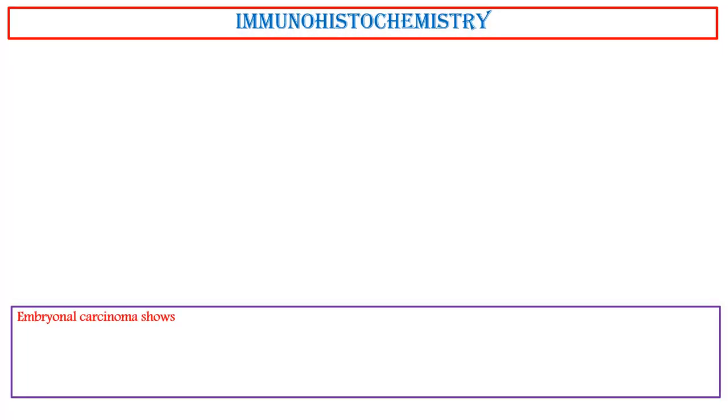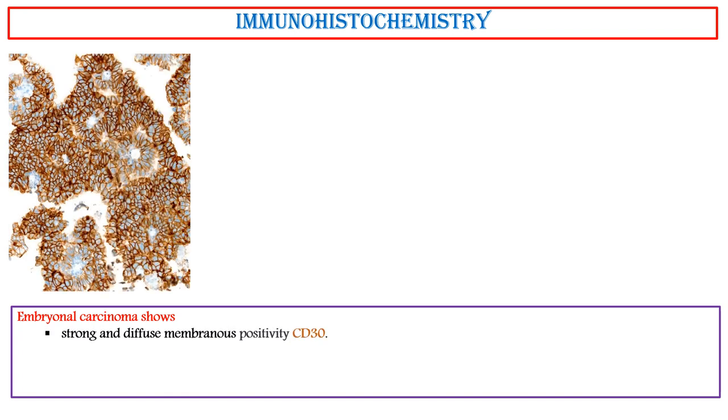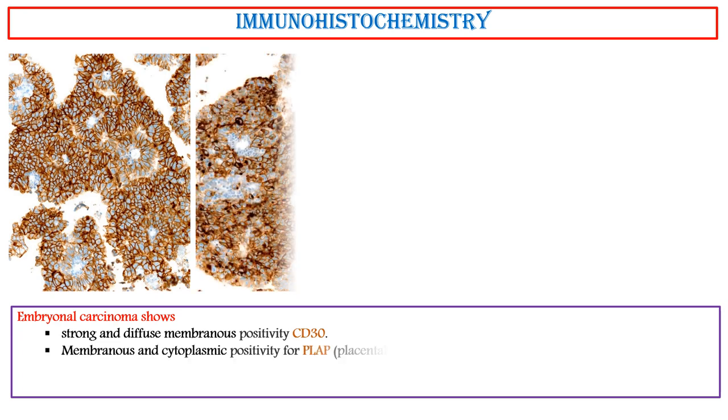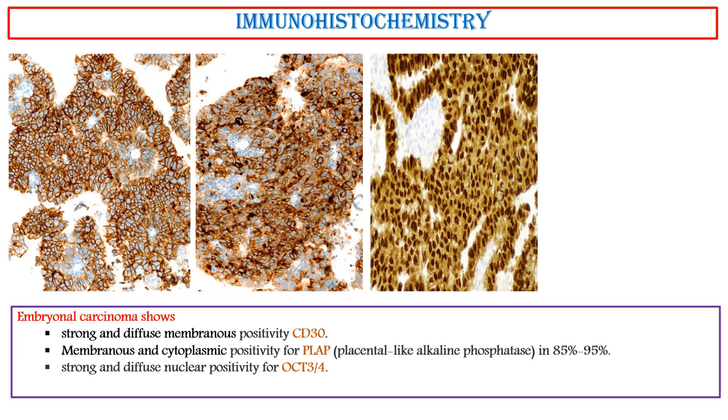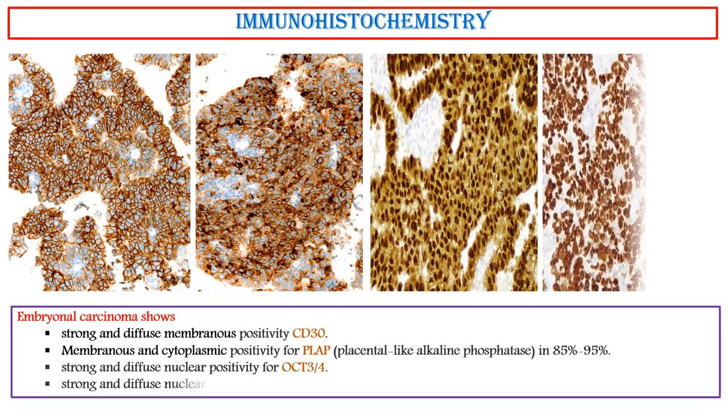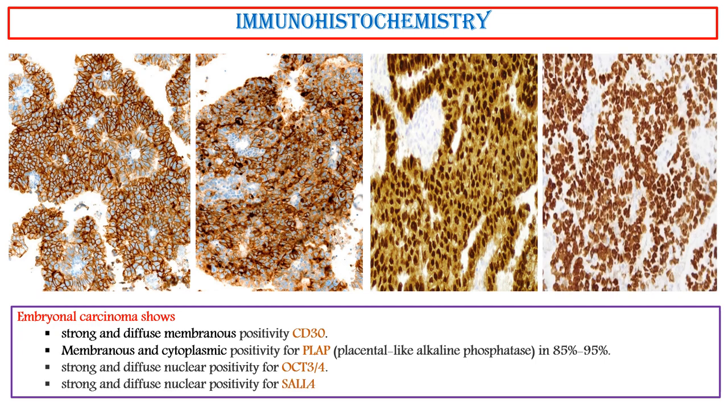Immunohistochemistry. Embryonal carcinoma shows strong and diffuse membranous positivity for CD30, and membranous and cytoplasmic positivity for PLAP, placental-like alkaline phosphatase, in 85% to 95%. Strong and diffuse nuclear positivity for ALK3-4. Strong and diffuse nuclear positivity for SALL4.